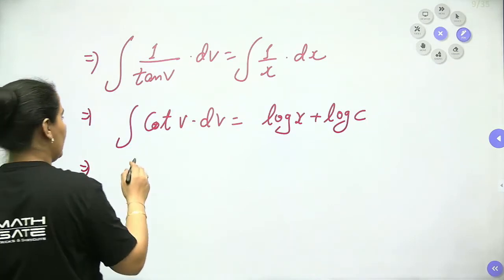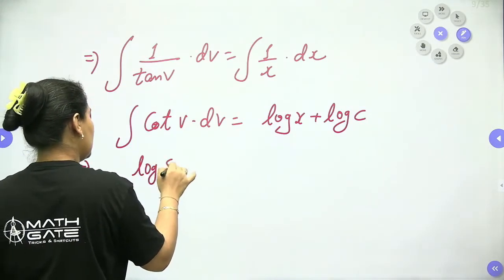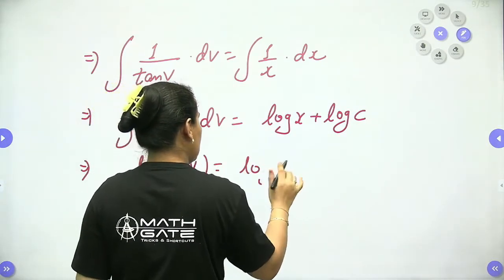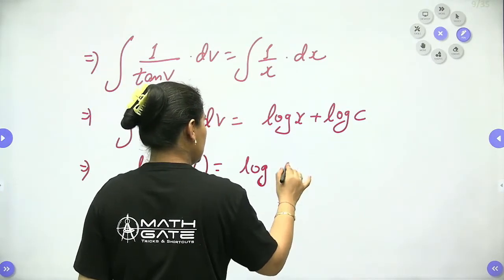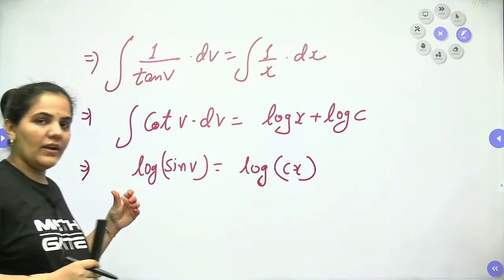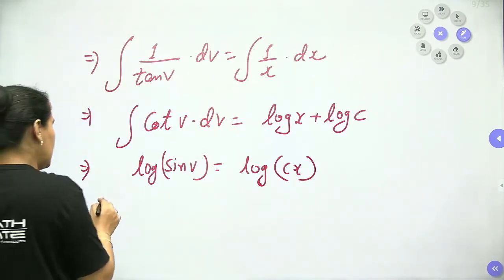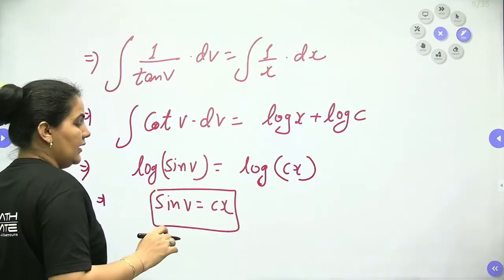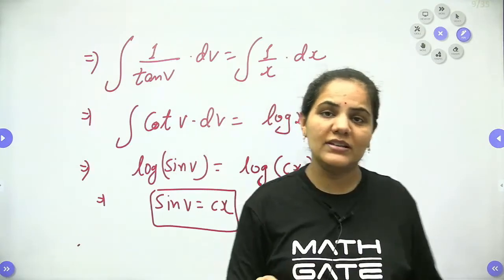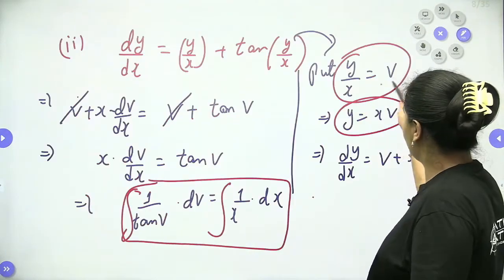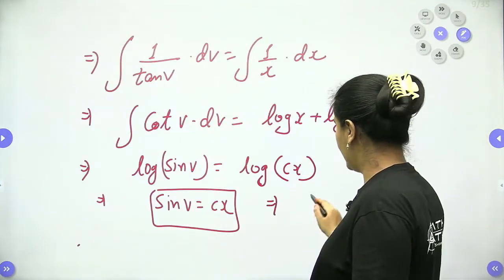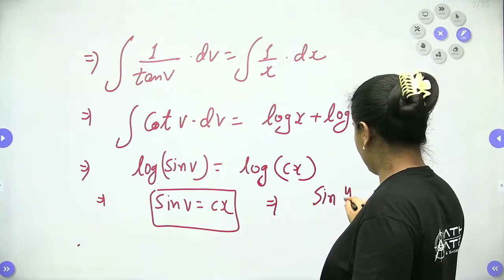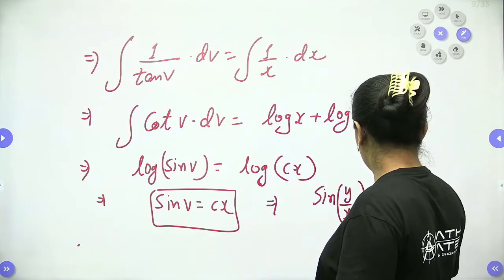We know very well the integration of cot x is nothing but the log of sin x. So it will be log of sin v is equal to log of cx. You can write down here only log of cx. Log and log will be cancelled out, dear students. It will be sin v is equal to cx only. Now we can substitute the value of v, what we were taking as v is equal to y by x. So here sin of y by x is equal to c into x.